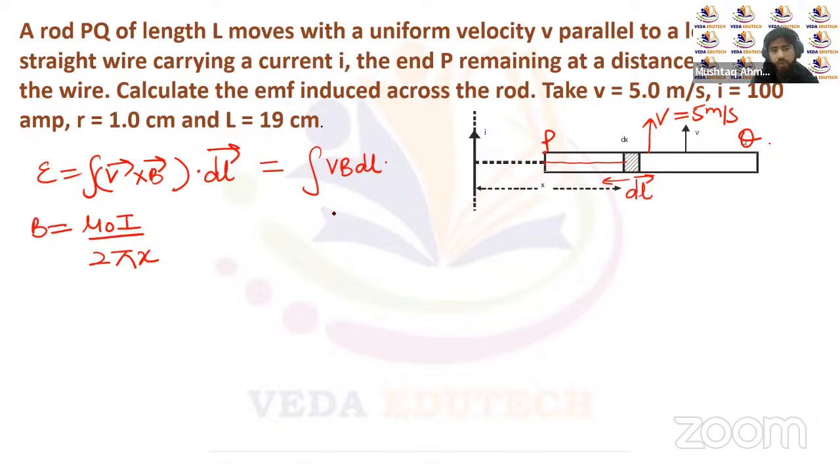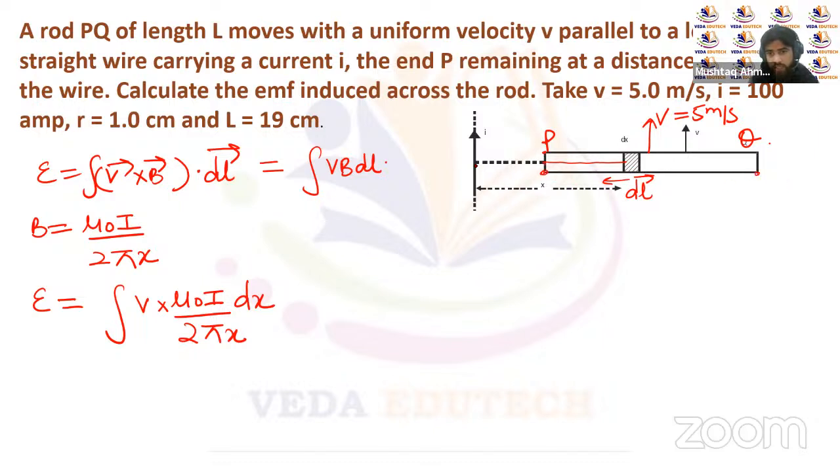So we'll substitute the value of this magnetic field in this equation. So E will be the integral of V times B, which is mu naught I upon 2 pi x, and dl we can replace with dx. Now we have to calculate the EMF induced between the two ends, that's from P to Q. So we have to integrate this equation from this point to this point.